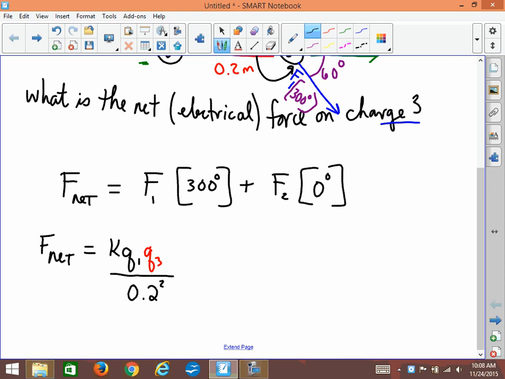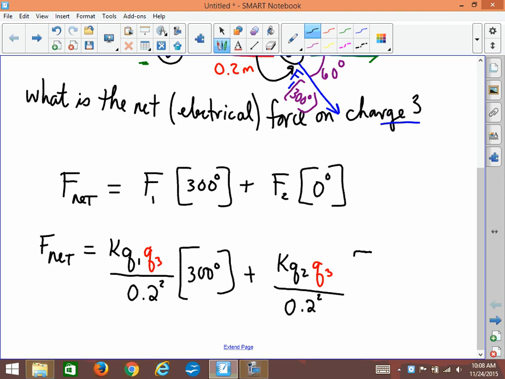And that is at 300 degrees. And then we're going to have another K, Q. This time it's Q2. It's the force of charge 2 on charge 3, which is Q3, divided by, again, 0.2. The distances are the same, squared. And this is at 0 degrees.